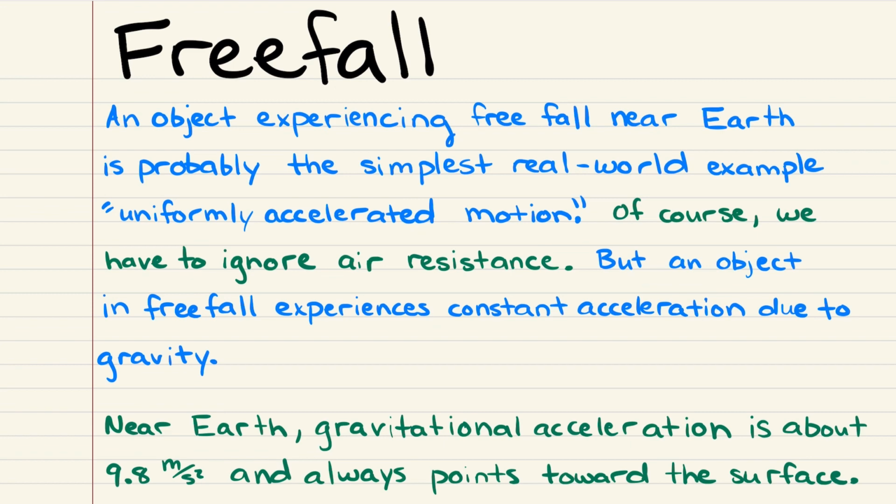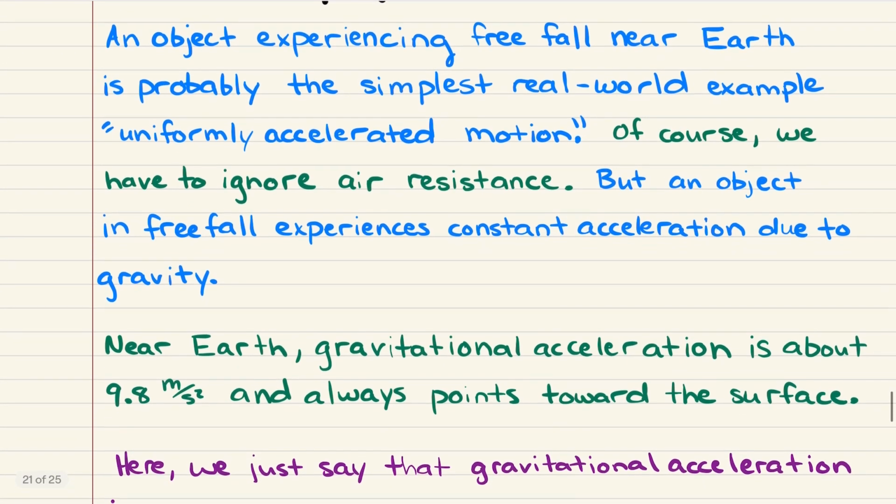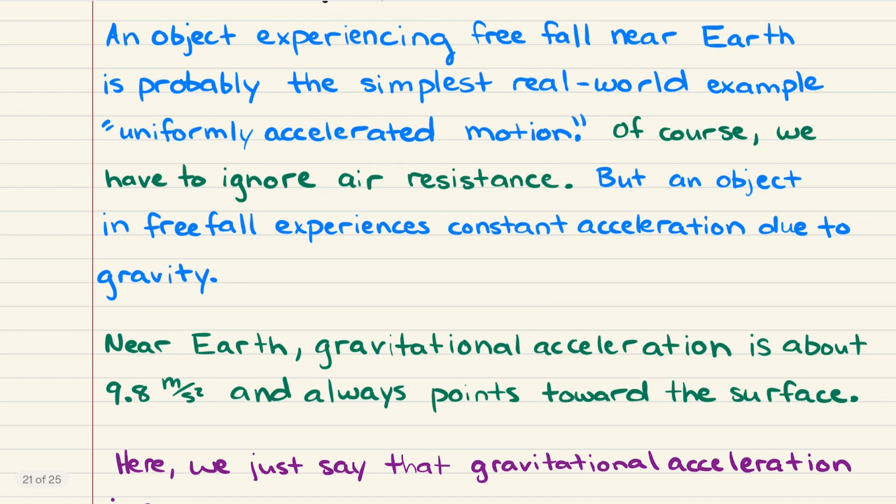So near Earth, gravitational acceleration is about 9.8 meters per second squared, and that's true, like I said, anywhere within the lower atmosphere of Earth. And it always points towards the surface. In reality, it actually always points towards the center of Earth. But if you're in the air, straight down is always towards the center of the Earth, so we say that's towards the surface.